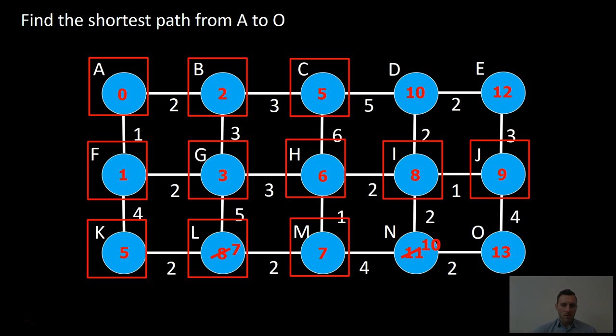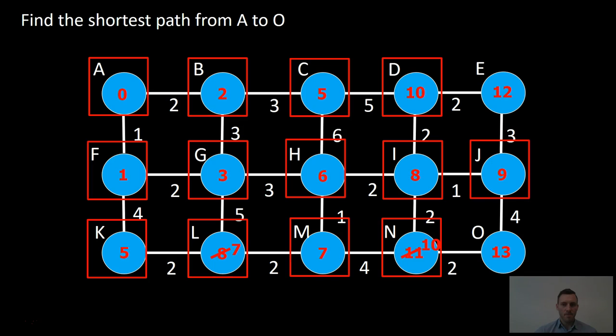Choose the least of all unboxed labels on the graph and make it permanent by boxing it. I'm going to go through D just to make sure. Consider all the unboxed nodes. The only one is 12. If we add 2 to 10, we would get 12, so we just leave it as 12. Choose the least of all the unboxed labels on the whole graph and make it permanent by boxing it.